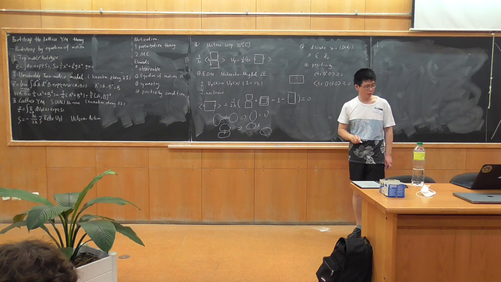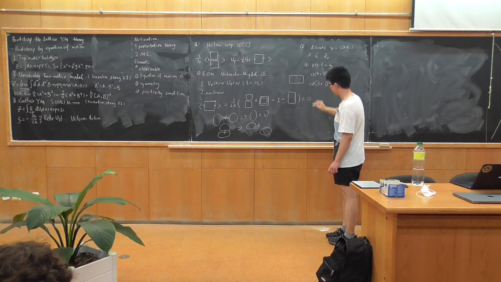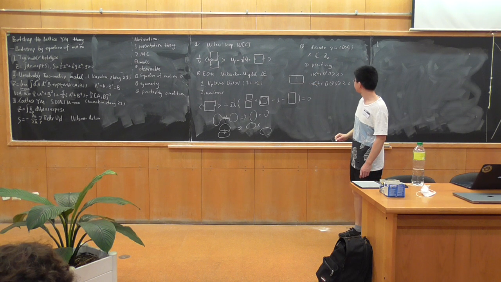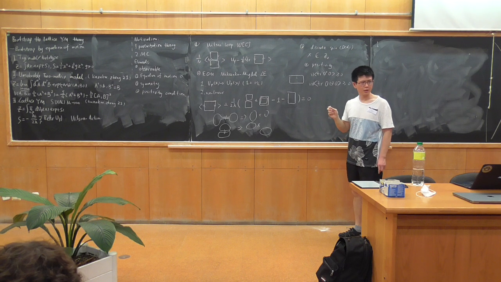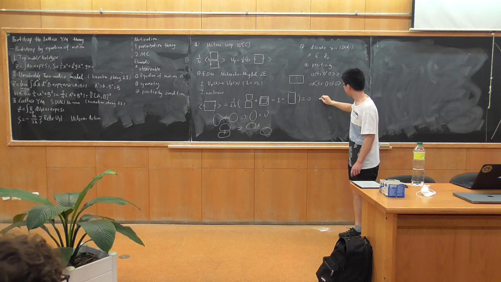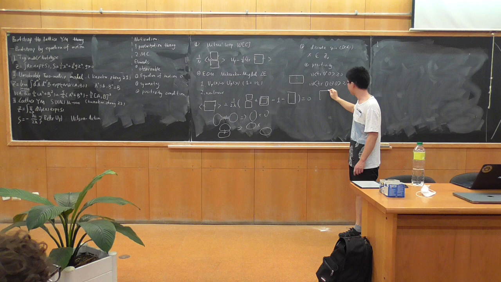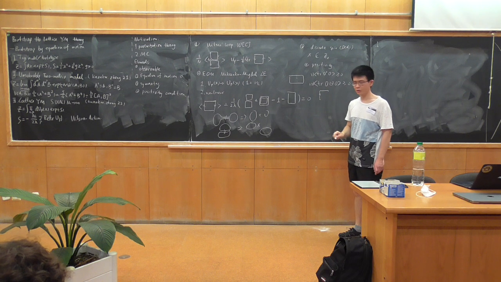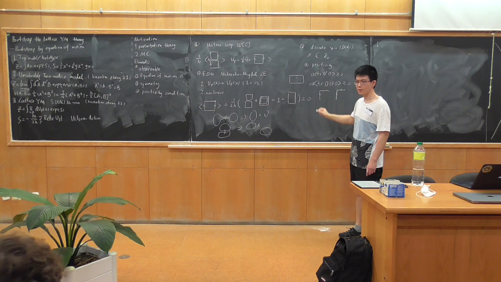Let me explain it one by one. For the first one, here the complex conjugation is just: if you take a Wilson path starting from one point and ending at another point, the complex conjugation just reverses it to this.